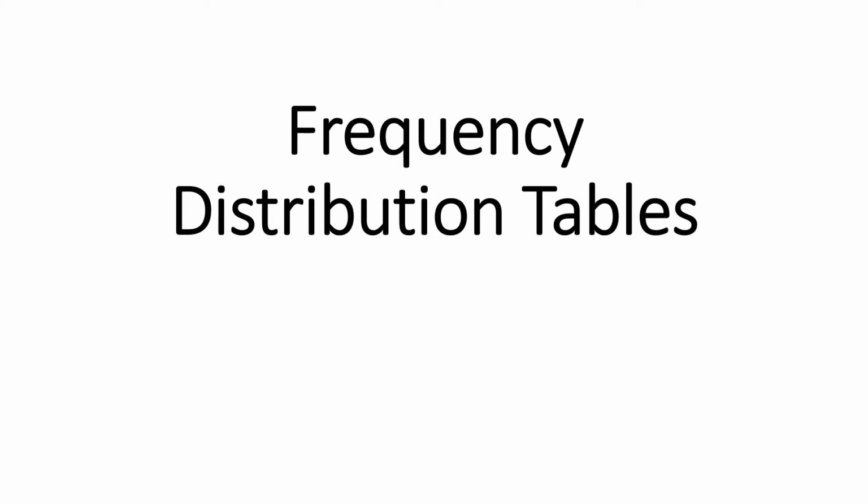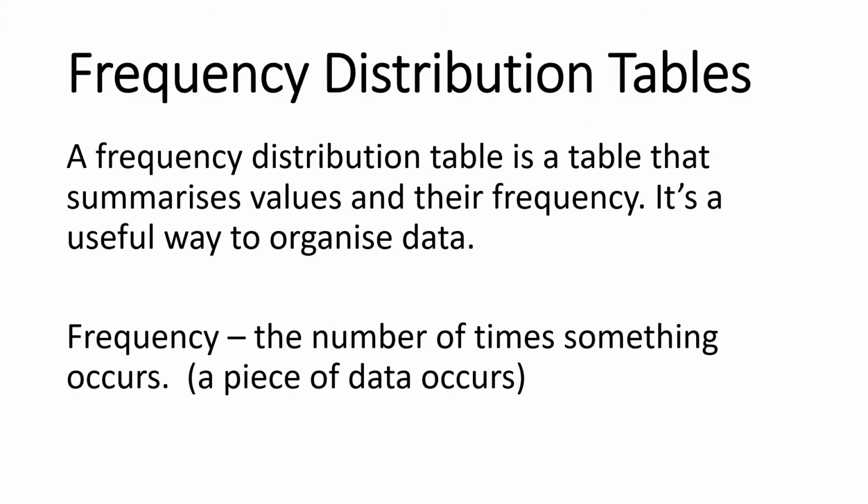Frequency distribution tables. A frequency distribution table is a table that summarises values and their frequency. It's a useful way to organise data. Frequency is the number of times something occurs, and in our case, it's the number of times a piece of data occurs.